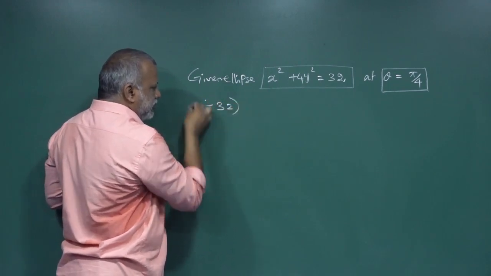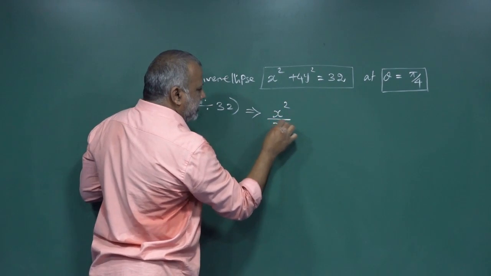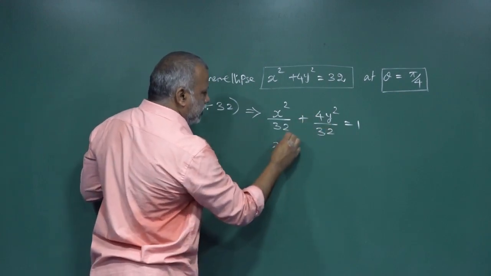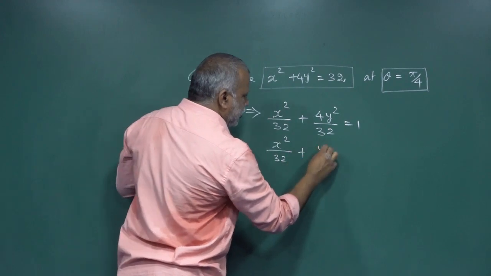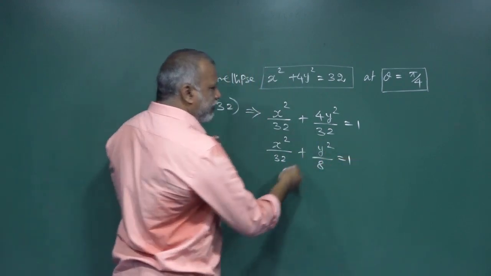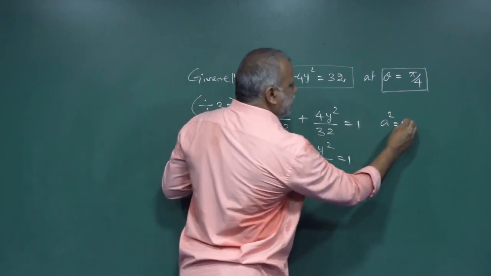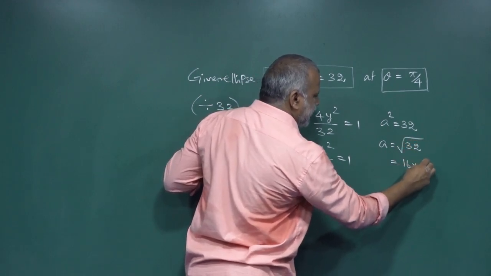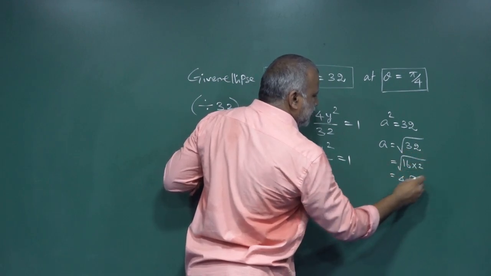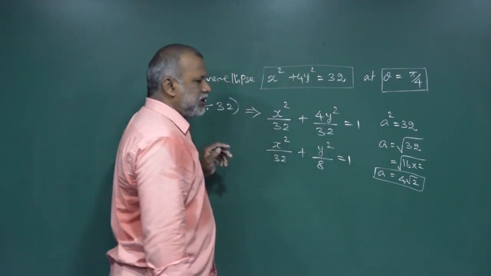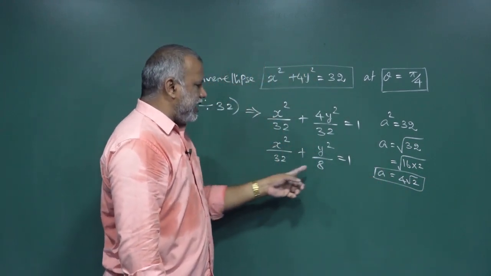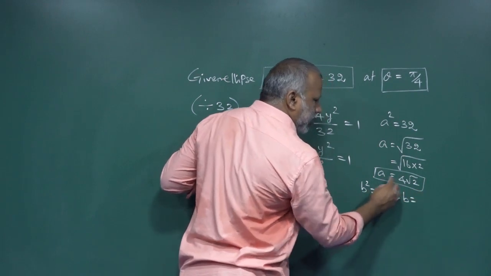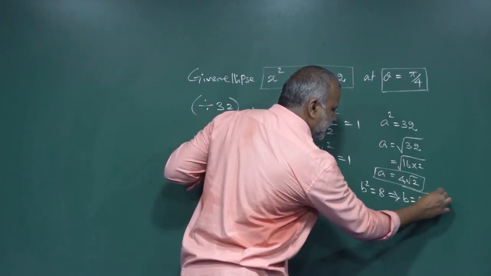Convert into the standard form. Dividing by 32, we get x squared by 32 plus 4y squared by 32 equal to 1. 4 and 32 reduce, so we get x squared by 32 plus y squared by 8 equal to 1. From this, a squared equal to 32, then a equals square root of 32, which splits as 16 into 2, so a equals 4 root 2. In the same way, b squared equal to 8, so b equals square root of 8, which is 2 root 2.